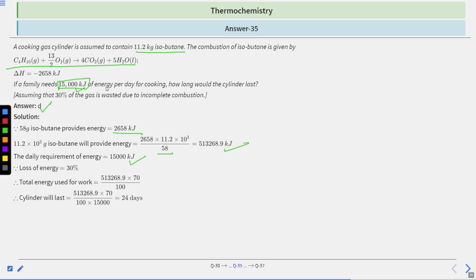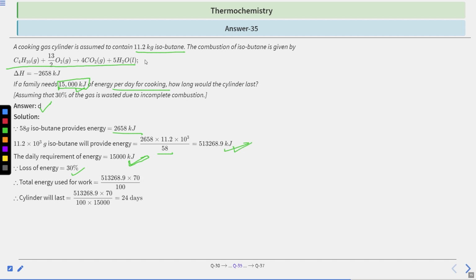The daily requirement of energy is 15,000 kilojoule, which is given in the question, that the family needs 15,000 kilojoule of energy per day for cooking. So we have to find in how many days we get this. We are also given to assume the loss of energy as 30%. So the daily requirement of heat is only 70%. You can say that the total energy which is used for work is only 70% of this energy.